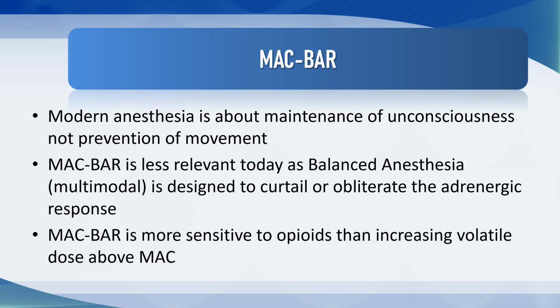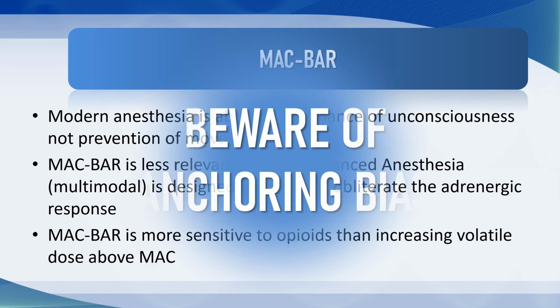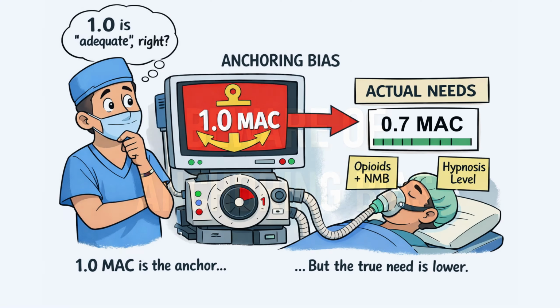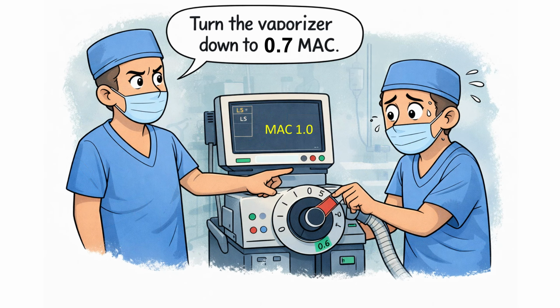Finally, I'm going to mention one of the major cognitive biases that residents in anesthesia commonly encounter, that is anchoring bias. These are scenarios that unfortunately I've encountered hundreds, maybe thousands of times. Because MAC is so heavily emphasized early in anesthesia training, there is a tendency for residents to anchor depth of anesthesia against MAC when really the patient doesn't need that much volatile agent.